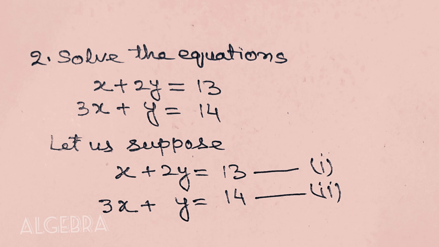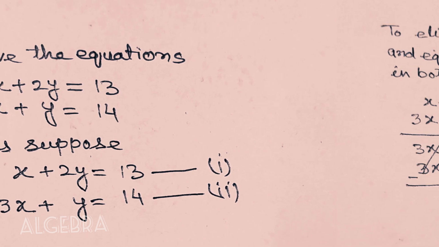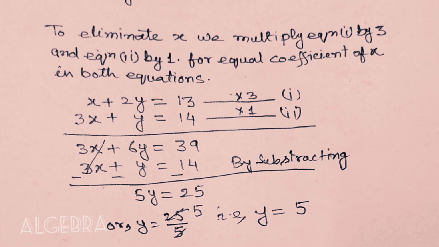Let us suppose x + 2y = 13, equation 1, and 3x + y = 14, equation 2. To eliminate x, we multiply equation 1 by 3 and equation 2 by 1 for equal coefficient of x in both equations. x + 2y = 13 multiplied by 3, and 3x + y = 14 multiplied by 1. 3x + 6y = 39, and 3x + y = 14.